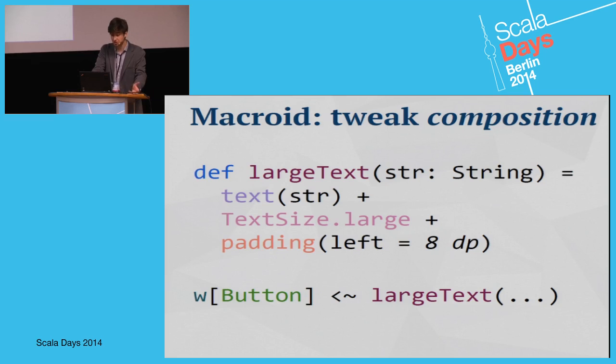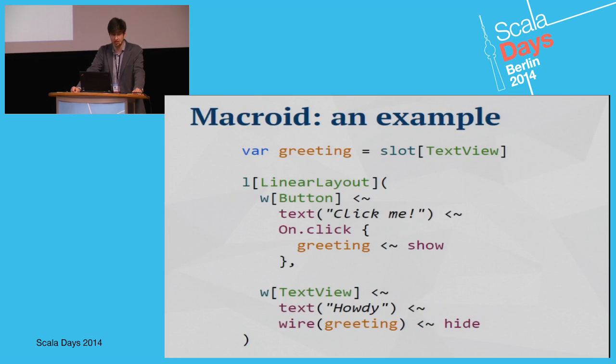So by using this, we can have composable layouts and composable styles. And here's a bigger example, in case you were wondering how it looks. So we have a button and a text view. And we have a slot for our text view. And we assign a caption to the button. And we set an on-click handler. So when we click the button, the text view is shown, and it has the caption without greeting. So it looks pretty compact, and it's surely much more compact and concise than XML layouts.